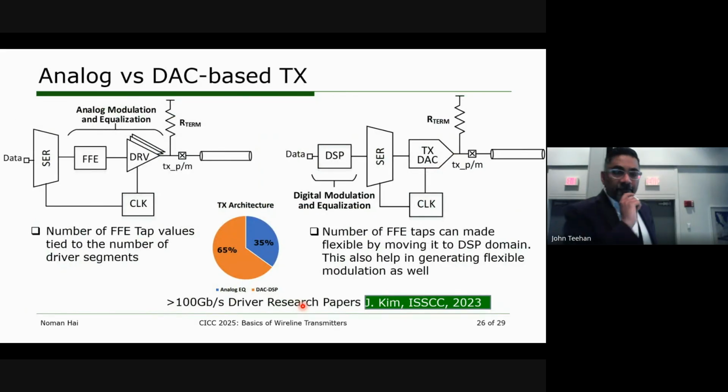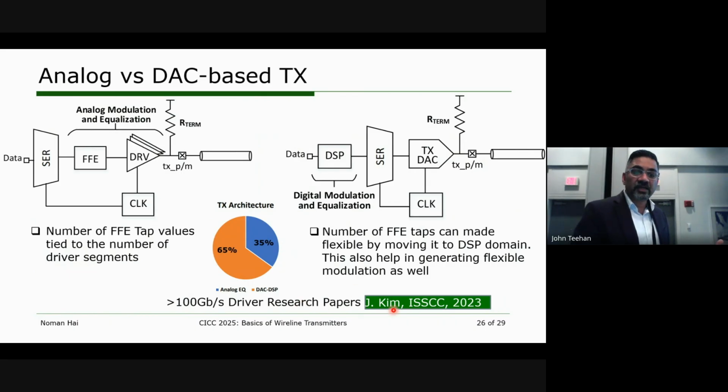So this is my second last slide. What we are talking about is that this analog TX, we have been using it for a long time, for up to 50 gigabits per second. But we realized very quickly, when we go to higher data rates, that we need to do things in the digital domain much more efficiently. For example, we can do FFE efficiently, and we can do modulation efficiently in the DSP. So we are going towards more DSP-based transmitters.